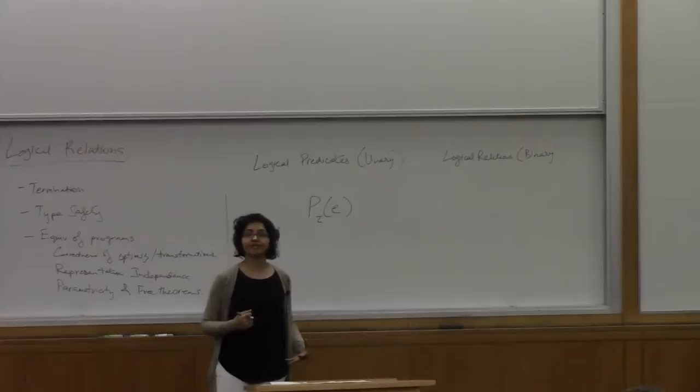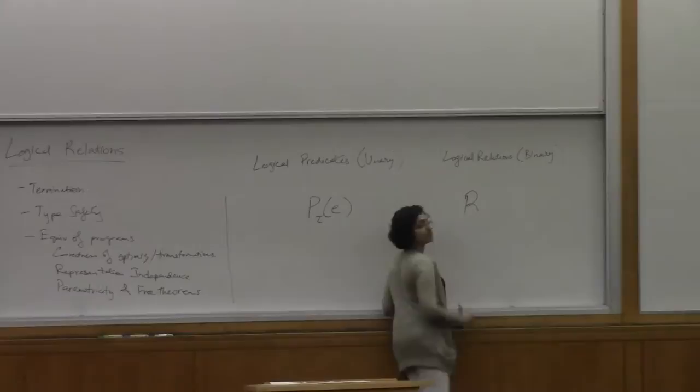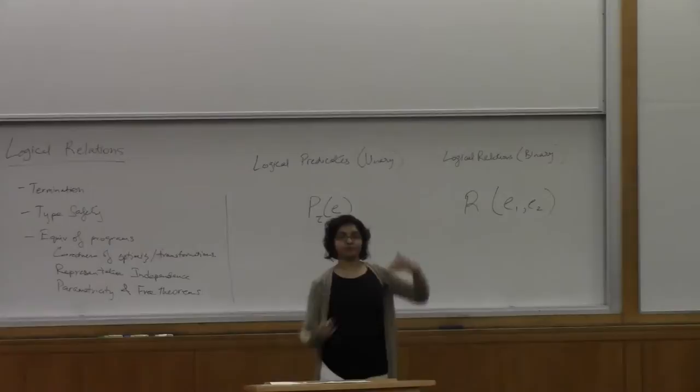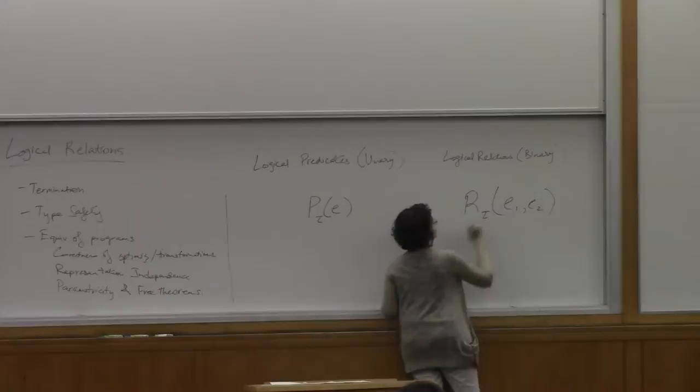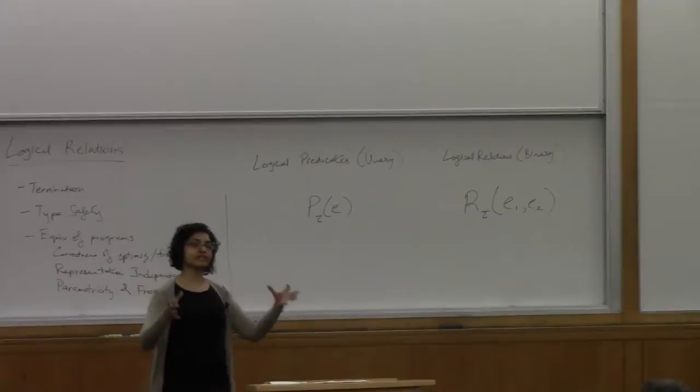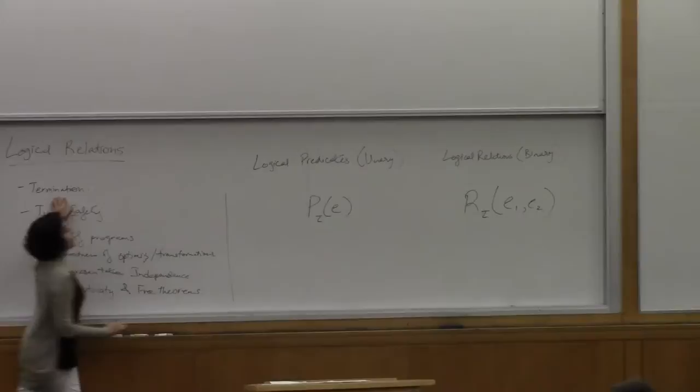Whereas the binary logical relations are about defining some sort of a relation R that says some programs E1 and E2 are somehow related. They could be equivalent, or one could be an approximation of another in a certain way, different notions of relatedness. And here we'll again assume that E1 and E2 are programs of type tau, and they are related in this relation R. This P and R are supposed to give you a sense of the overall structure of the kind of relation that we define in order to establish some property. So, before we go on, termination. All well-typed programs will terminate. Is that a unary property or a binary one?